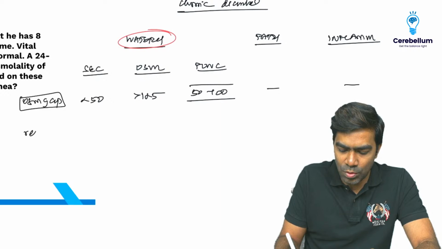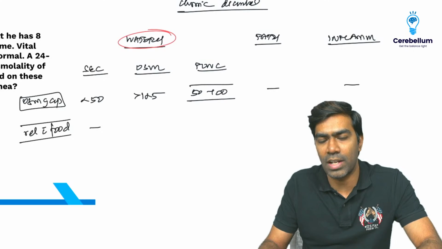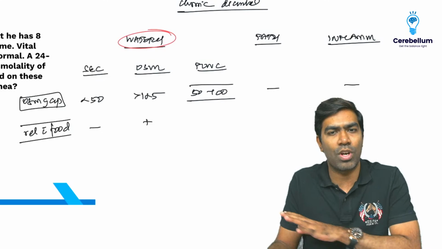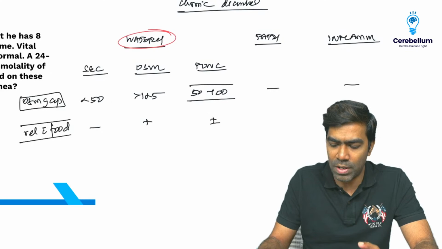So if it's going to be secretory diarrhea, no, there's no relationship with food intake, because there is some compound that is increasing the secretion of the intestine. So there's no relationship. Osmotic diarrhea, yes. Until you have food, you are not going to get osmotic diarrhea. For example, lactose intolerance, lactase deficiency. If you take milk, then only you're going to get diarrhea. Otherwise, you're not going to get diarrhea. Functional may or may not. That's going to stand in between.